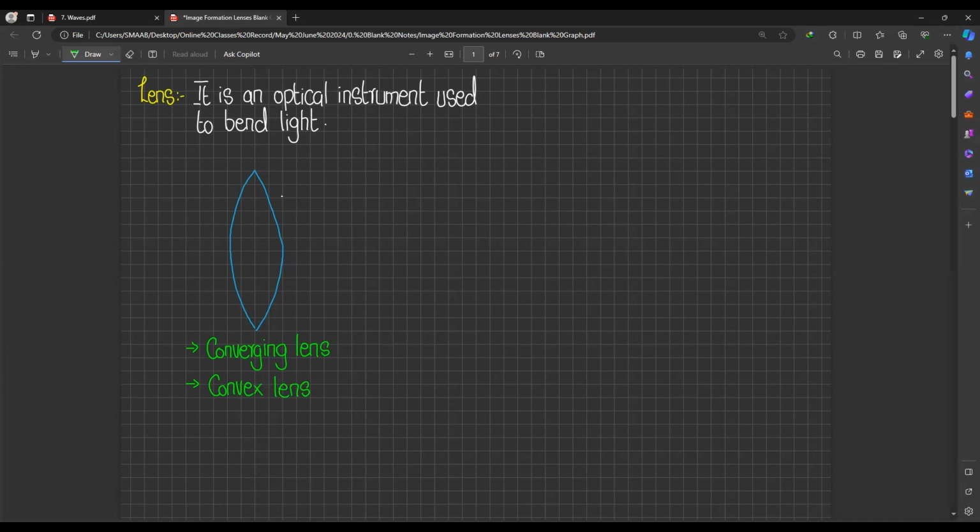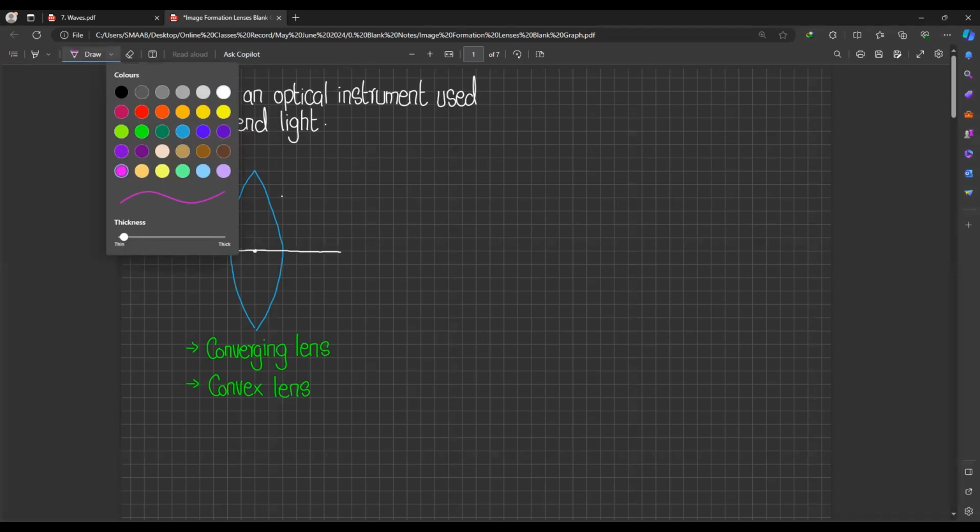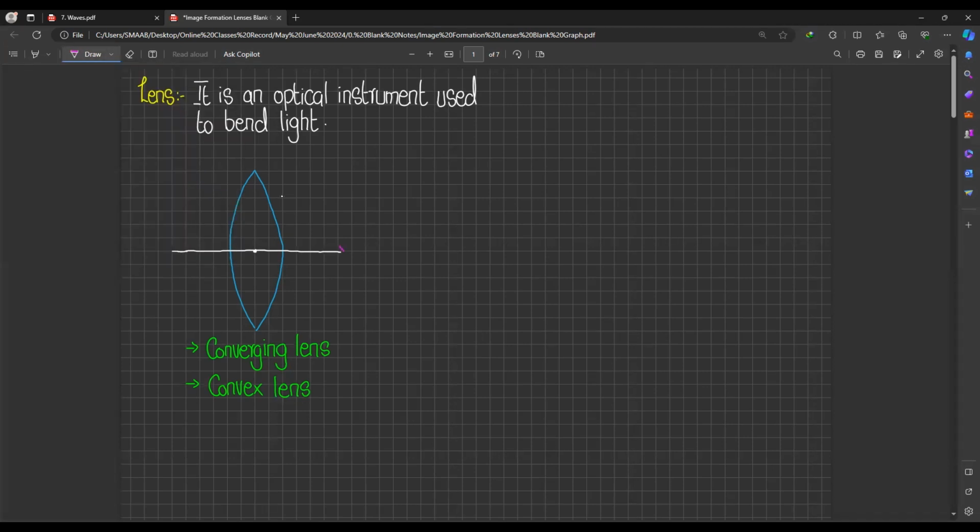Convex is converging, concave is diverging. So basically, if we consider this one as the center of the lens, and light rays are moving parallel to this central line, this central line is known as the principal axis.